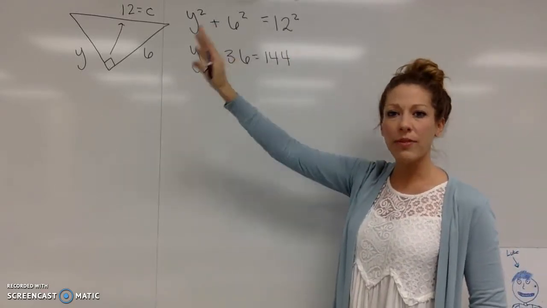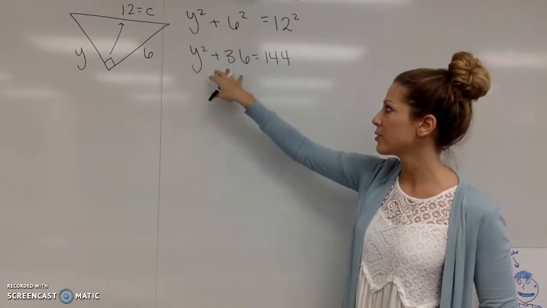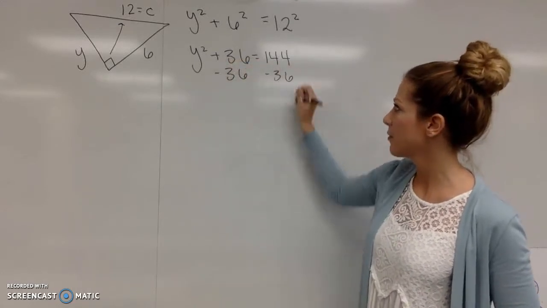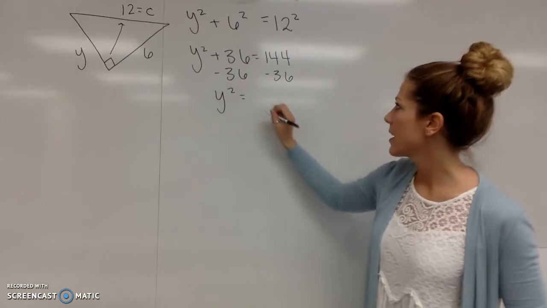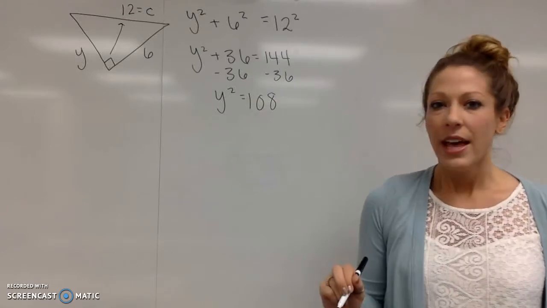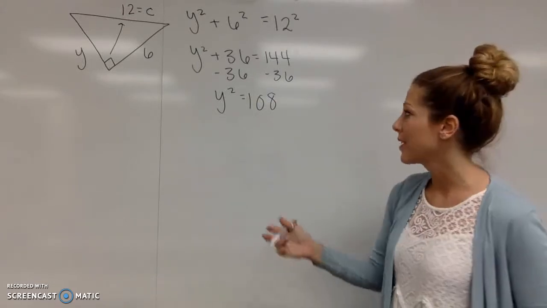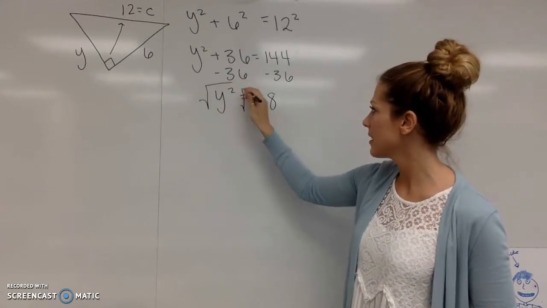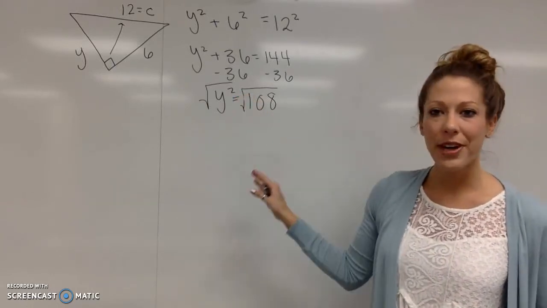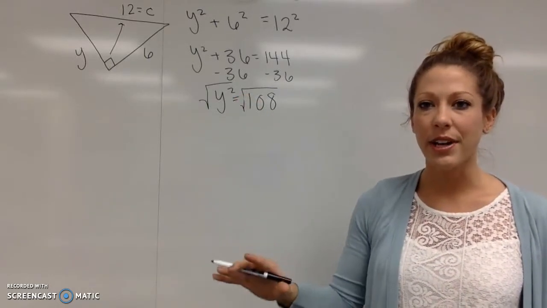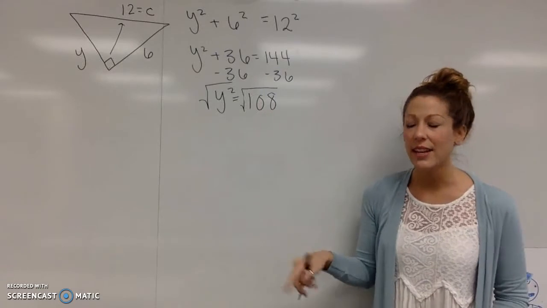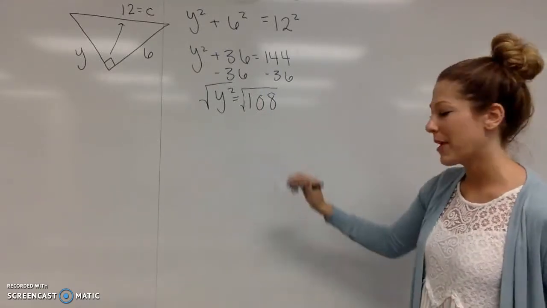When one of the legs is missing, it just requires an extra step. We've got to subtract this from our hypotenuse, so we're going to subtract 36 from 144. So we get y squared equals 108. Then to find y, we take the square root of both sides, so we have the square root of 108. Now, I know 108 is not a perfect square because 10 squared is 100 and 11 squared is 121, so 108 is somewhere between 10 and 11. But instead of writing it as a decimal, we're going to make our factor tree again.